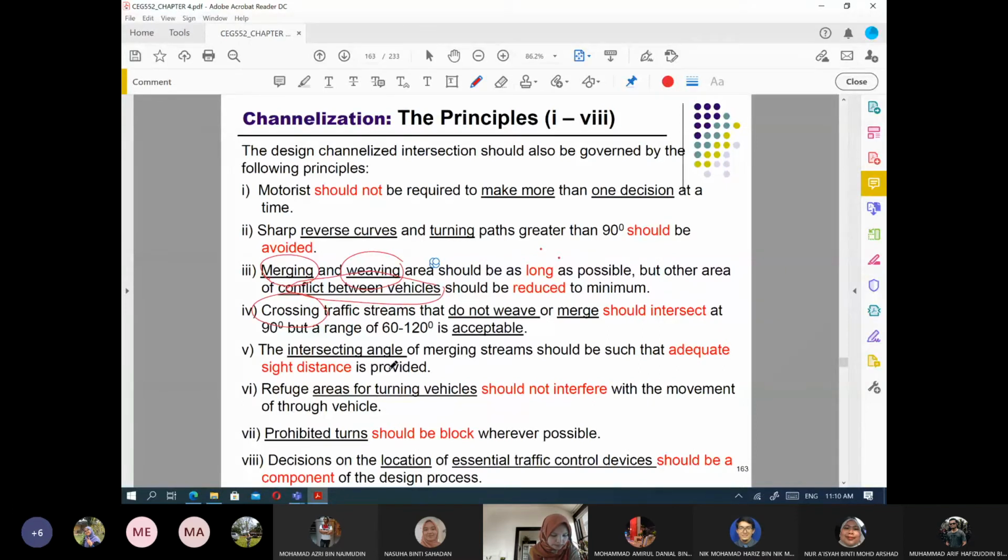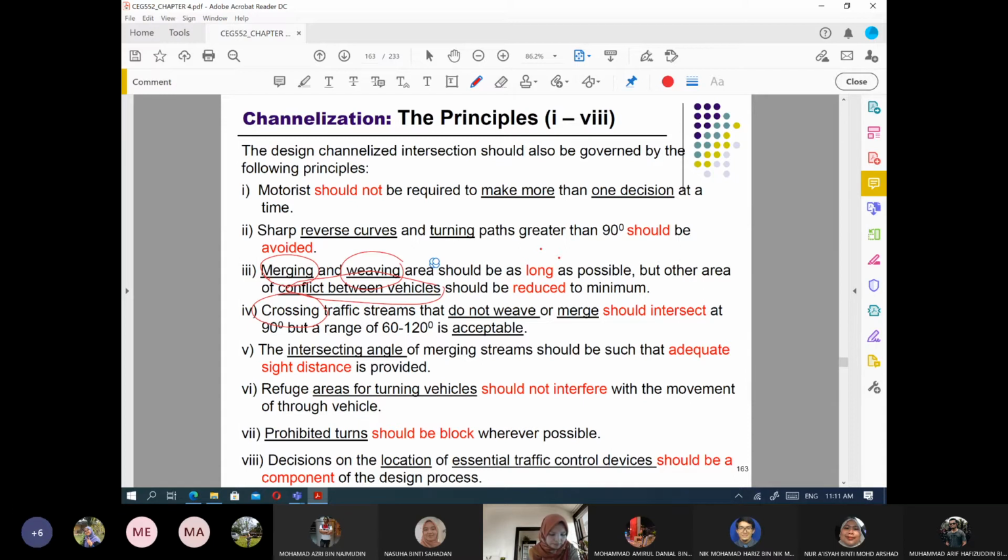Okay. The intersecting angle of merging streams should be such that adequate sight distance is provided. Okay, so bila kita tengok dalam keadaan merge, dia akan merge between the two sections, right? So dia mesti ada obstacle ataupun the car in front of him that coming from opposite direction. So that stopping sight distance must be adequate. Right, when you would provide merging punya conflict to solve this merging conflict.